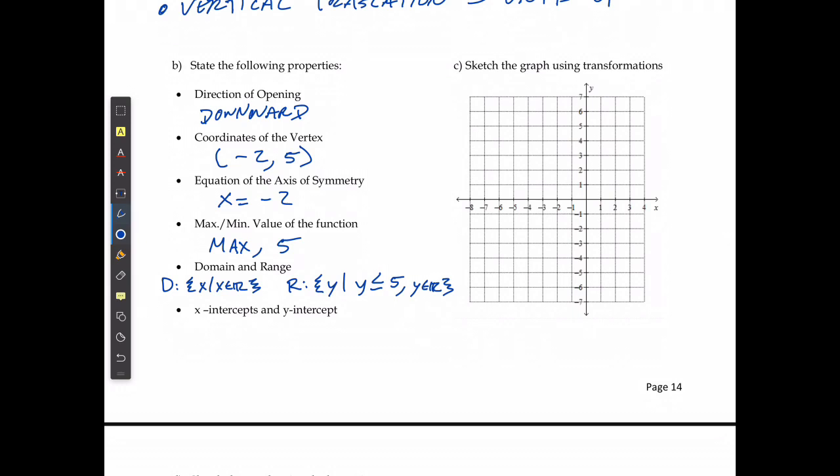So in this case, I have a y-intercept, if x equals 0, of 7. The x-intercepts to 3 decimal places are going to be approximately -3.291, or negative 0.709.